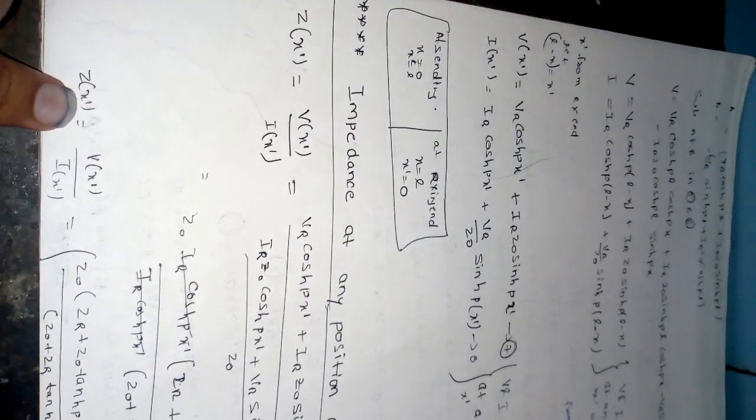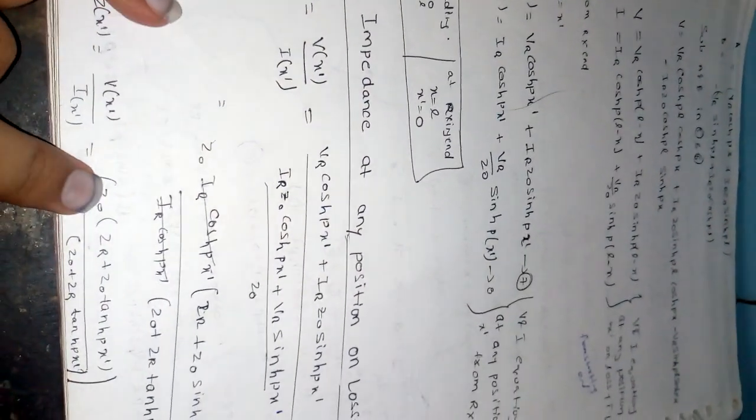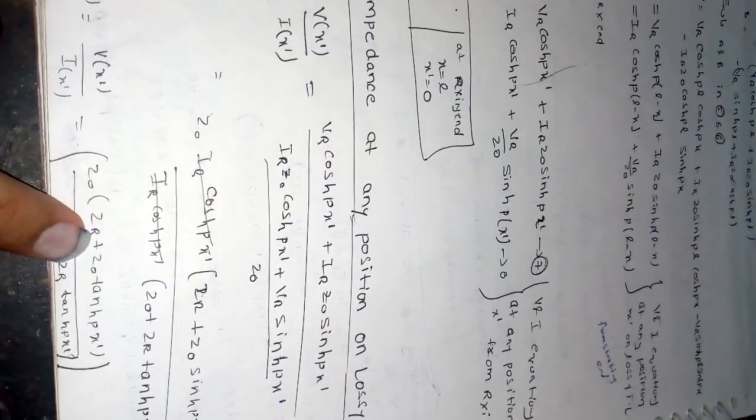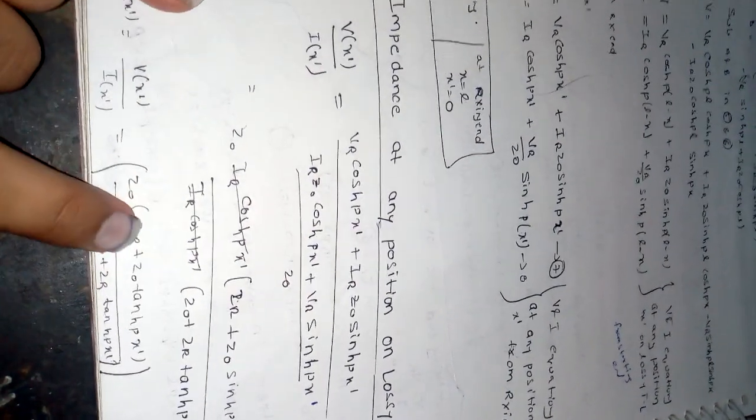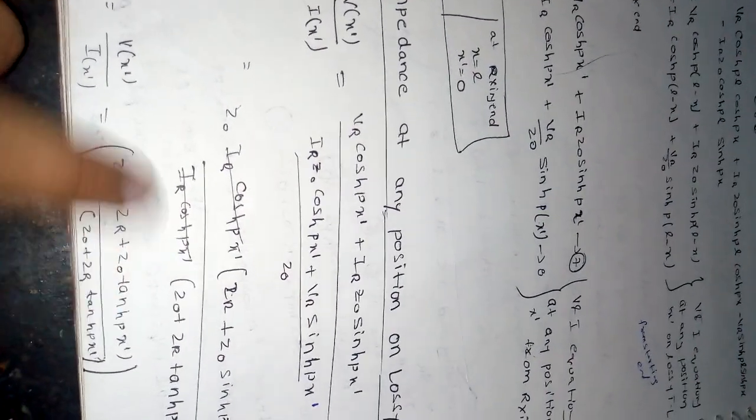Just remember, Zx' is remembered as: write Z0, and below that again write Z0 plus Zr tanh γx', into Zr plus Z0 tanh γx'. Z0 is there, here it should be Zr.